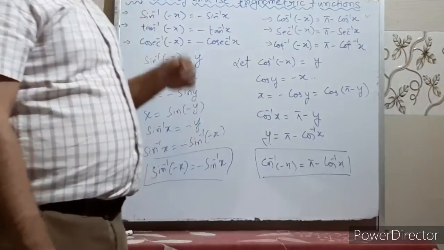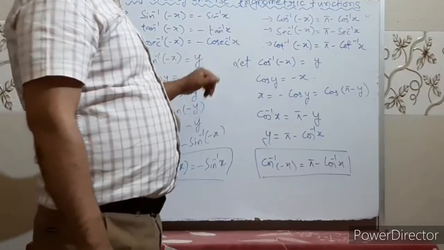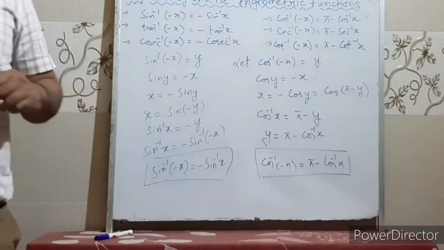Similarly, we can solve sec inverse minus x equals pi minus sec inverse x, and cosec inverse minus x equals minus cosec inverse x. Please note down.